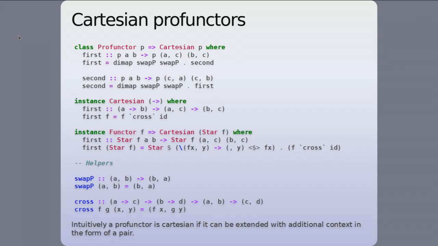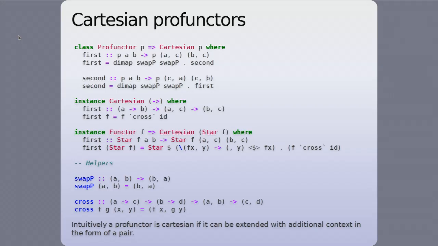All right, so now we've defined profunctors. Now let's talk about Cartesian profunctors. So a Cartesian profunctor, intuitively, can be extended with additional context in the form of a pair, right? So it deals with product types. You should be thinking that there is some connection with lenses, right? Because lenses dealt with product types, and Cartesian profunctors also deal with product types. So the Cartesian profunctor has two functions, first and second. They are symmetrical. They can be defined in terms of each other. So we'll focus on the first one basically.